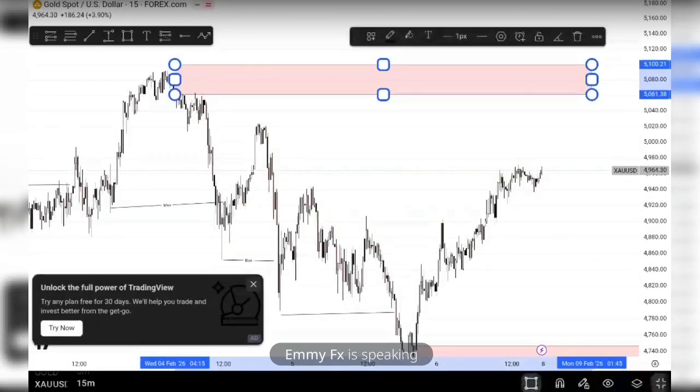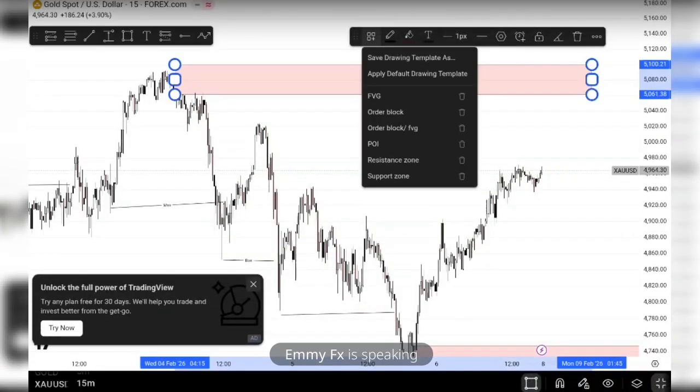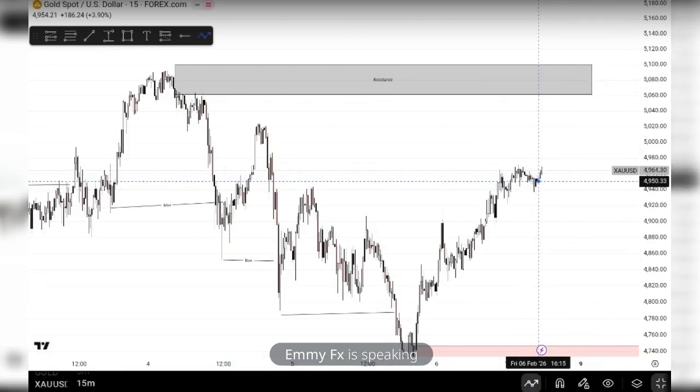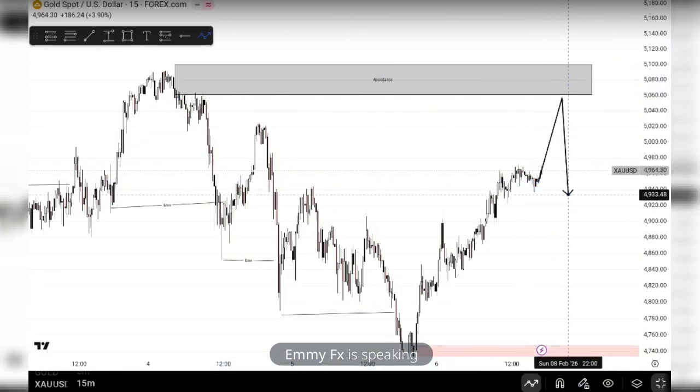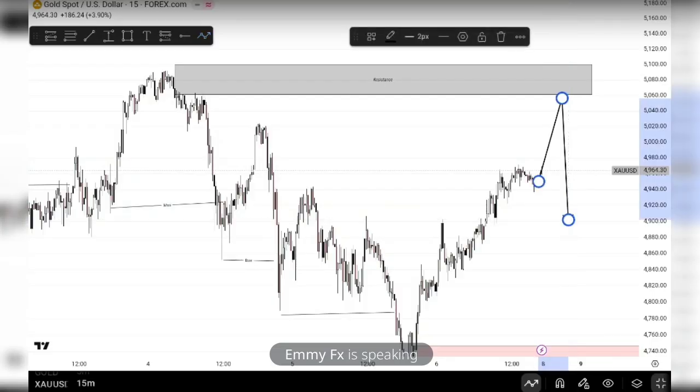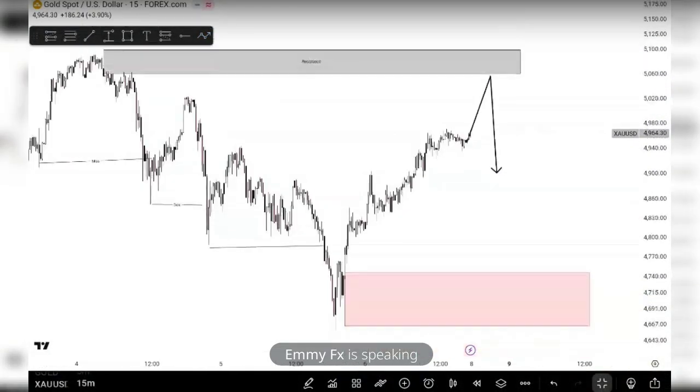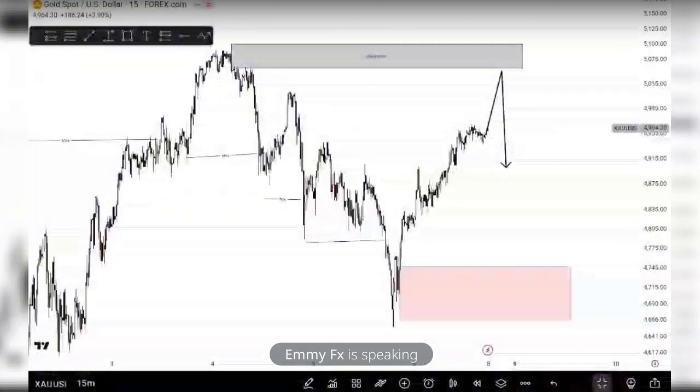It's a resistance zone, so price may also react from that resistance zone and give us a fall to the downside. But from that resistance zone, I'm not entering from there. You can also work with confirmation there.